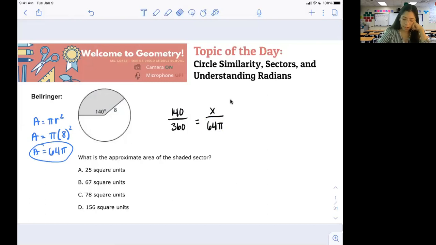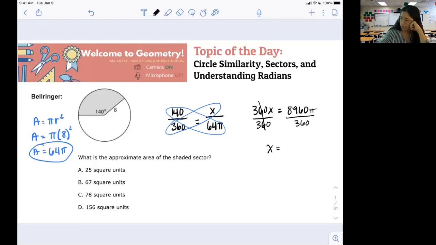All right, now I can solve this proportion. Pretty simple. We know how to do that. Cross multiply, and I get 360x is equal to, what's 140 times 64? 8,960. 8,960 what? Pi. Now I have to divide both sides by 360.